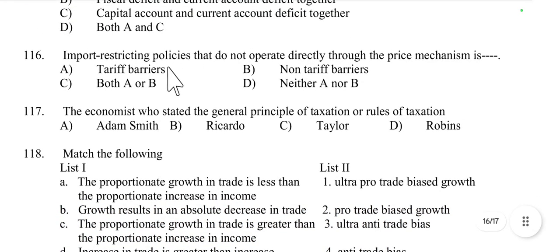Then question number 116: import restricting policies that do not operate directly through the price mechanism are called tariff barrier, non-tariff barrier, both, or neither. It is called non-tariff barrier because it is not related with the price mechanism. Non-tariff barriers are import restricting policies that do not operate directly through the price mechanism.